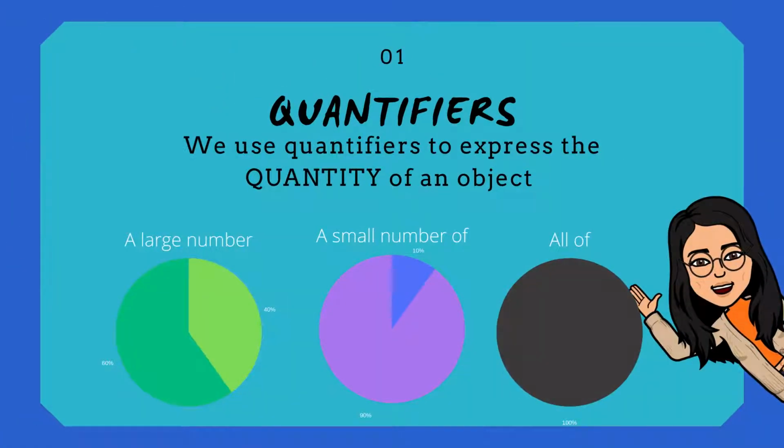Let's begin with some quantifiers. Quantifiers are usually used to express quantity of an object. We're gonna talk about three: a large number, a small number, all of.